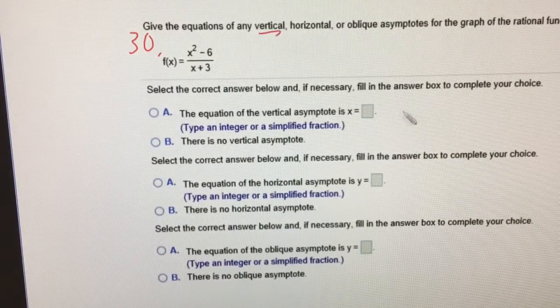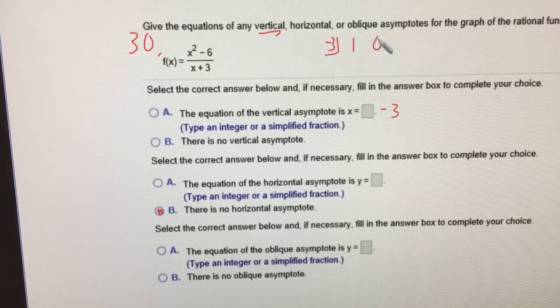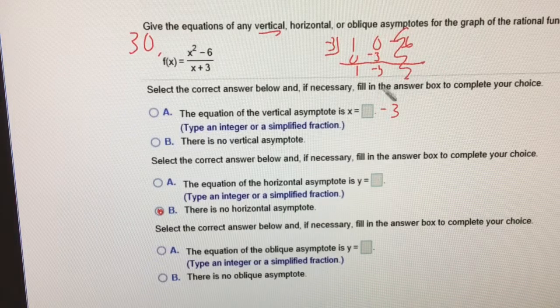Vertical asymptote is at x equals -3, whatever makes the bottom 0. There is no horizontal asymptote because the degree of the top is bigger than the degree of the bottom. For the oblique asymptote, you have to do synthetic division, so you put -3 in the backwards box. 1, 0, -6, 0, 1, -3, -3, and I don't care. I am done. The horizontal, or I'm sorry, the oblique is y equals x minus 3.